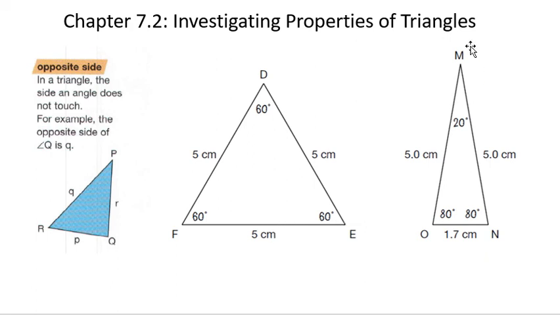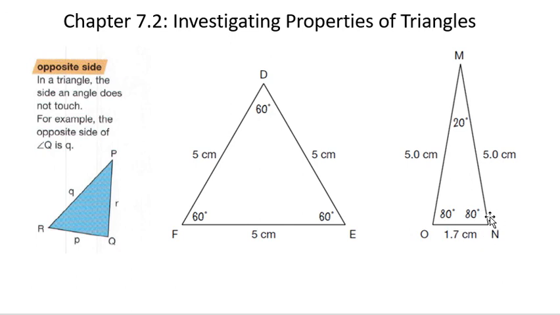Let's take a look at what it may look like in this triangle right here. This is an isosceles triangle, and we know it's an isosceles triangle because this side length is 5 centimeters and this side length is 5 centimeters. So we have two side lengths that are the same and one side length that is different.